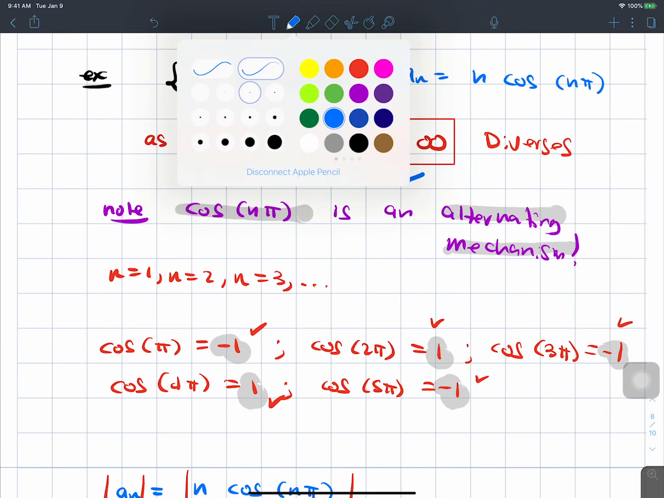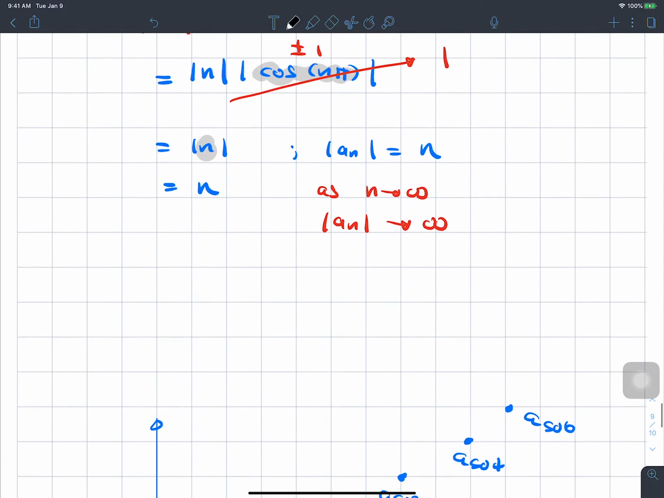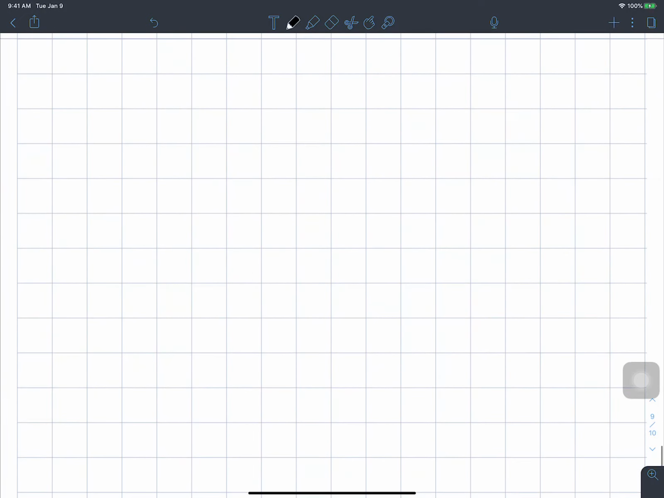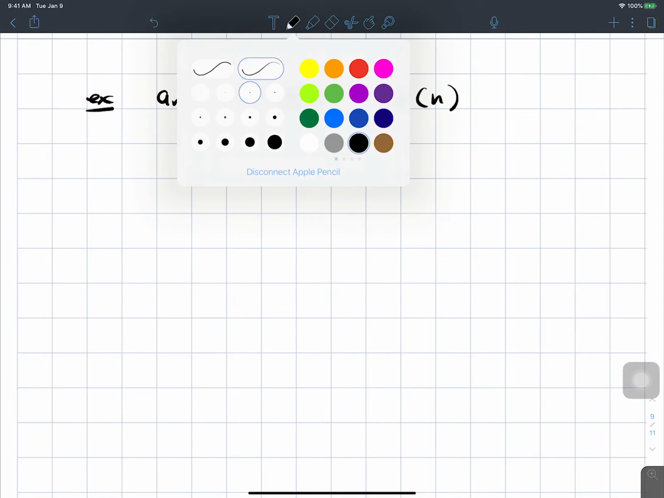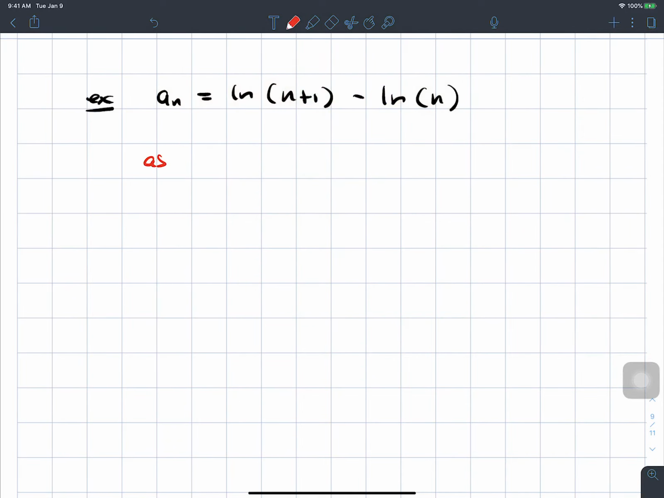Okay, let's try another one here. And then give it to you a little differently. Let's say they have natural log of n plus 1 minus natural log of n. And we want to know, as n gets big, oops, not infinity. Where does an go to? I'll put a question mark. I keep doing that.